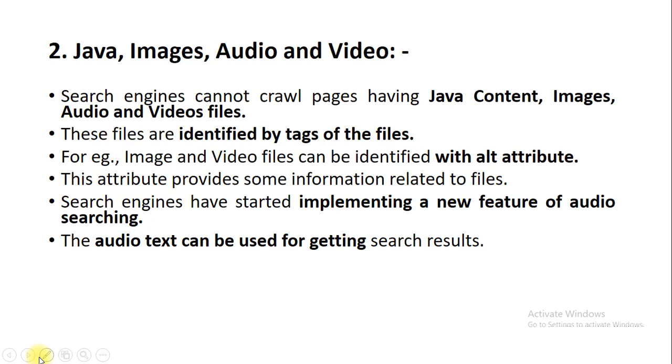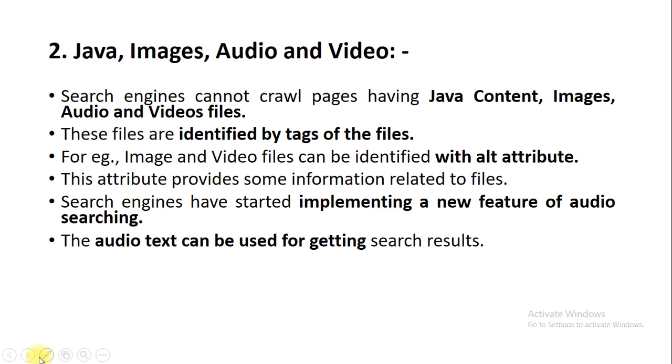The second is Java, images, audio and video. As many times we have discussed this point in our previous video, the crawler cannot identify content like images or audio clips or video clips. So that is the limitation of the crawler only. So you need to avoid such things inside the content pages, because the crawler can only identify the alt attribute, right? Because it can be used with image or video files.